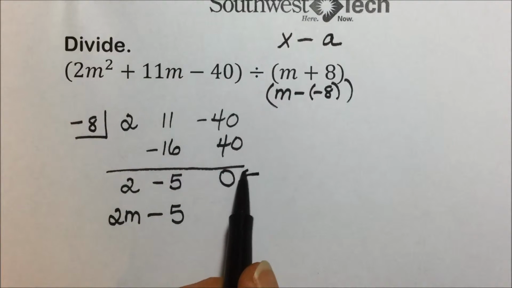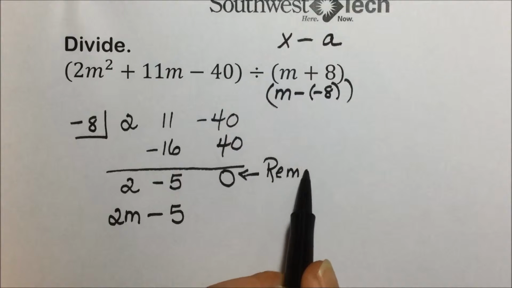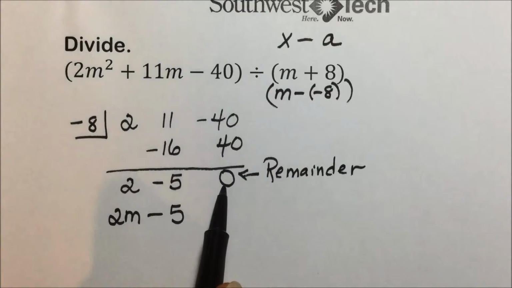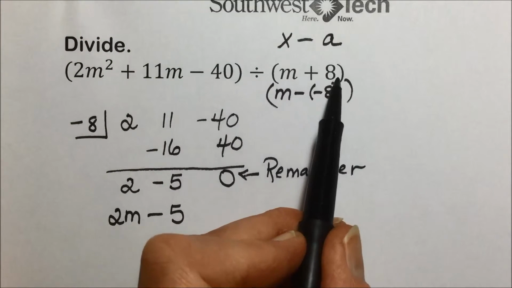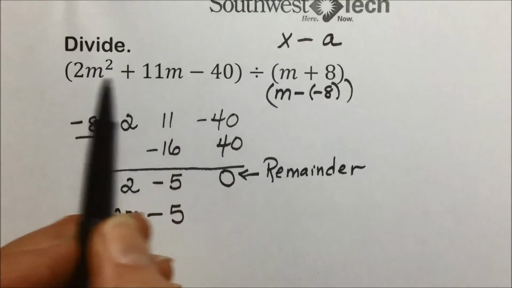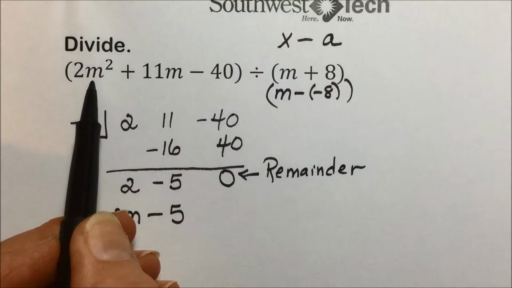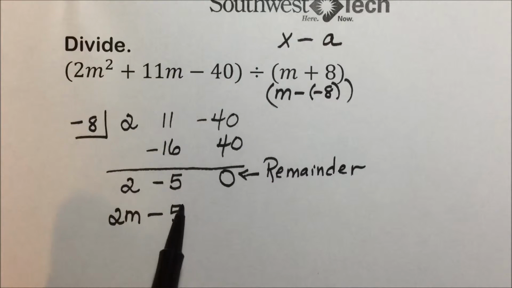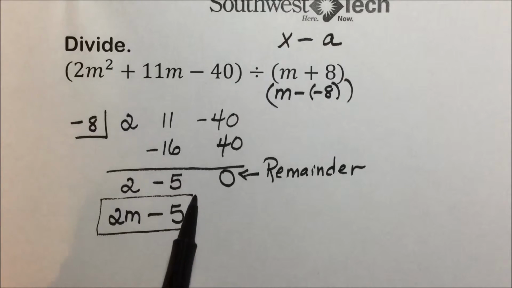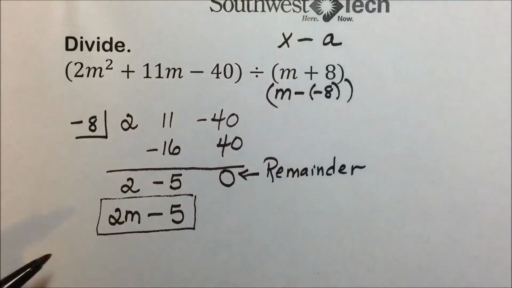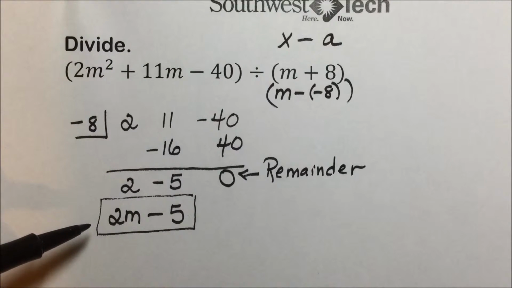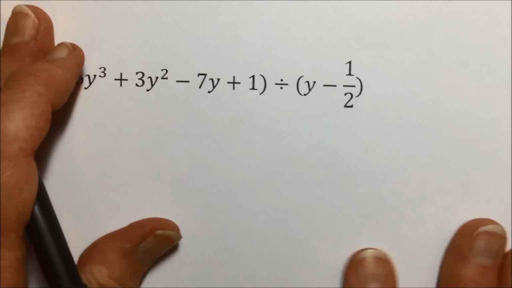And this last value is our remainder. Since it's 0, it's telling us we have no remainder. It means that m plus 8, when it was divided into this polynomial, went in evenly, telling us that it's a factor with no remainder. This answer then is the quotient or the solution to our division problem that was a result of our depressed equation using the synthetic division. Let's look at another example.